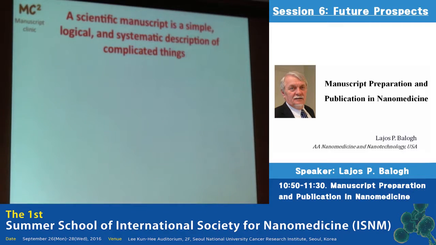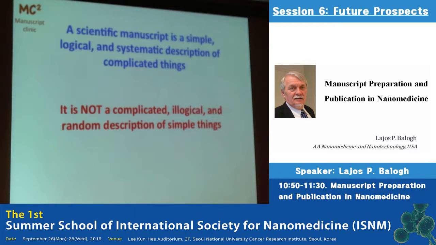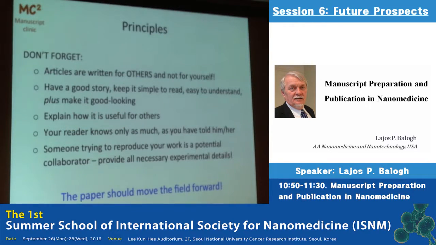This is my definition: a scientific manuscript is a simple, logical, and systematic description of complicated things, and not a complicated, illogical, and random description of simple things, which you see oftentimes for various reasons. So these are again the principles. Don't forget that articles are written for others and not for yourself. Have a good story, keep it simple to read, easy to understand, and make it good looking.